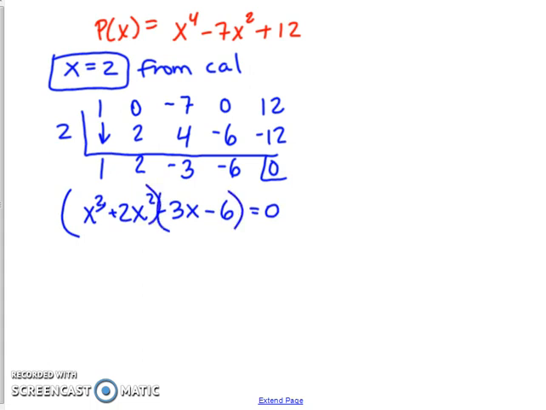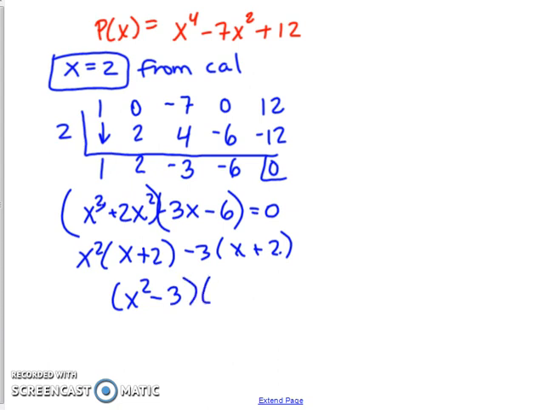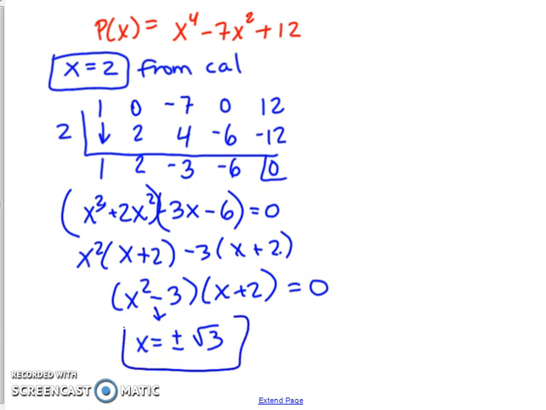So we're going to group them and take out the GCF, which is x squared. We're left with x plus 2. Take out the GCF, which is a -3, and we're left with x plus 2. Smush it together, x squared minus 3, and then x plus 2 equals 0. If we solve this, we get plus or minus radical 3. And then if we solve this, we get -2.